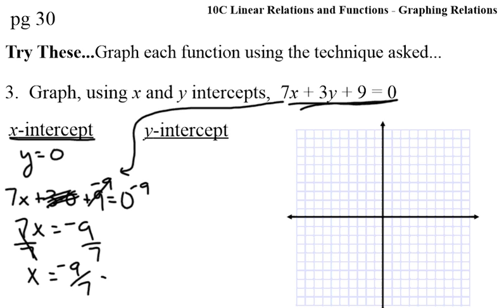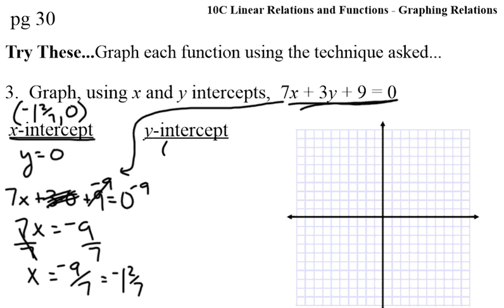Which if I convert to a mixed form, because it'll be easier to graph, we end up with a negative 1 and 2/7. Now obviously, I can't be exact on this, but as long as I graph it somewhat accurate, I'll be okay. So what's our x-intercept? Negative 1 and 2/7 when y is 0.